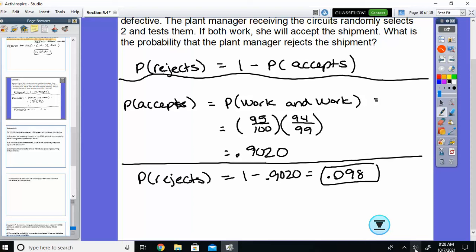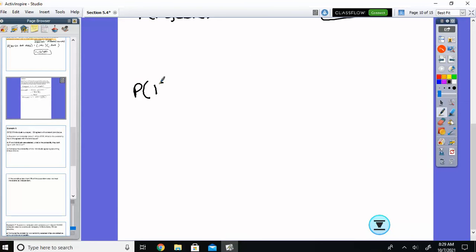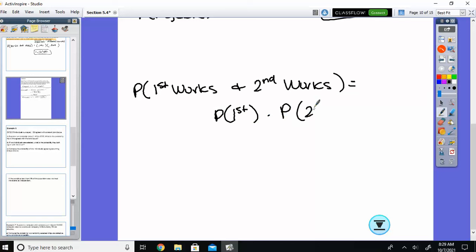Other questions? Yes. Okay, so you took those two and you multiplied them together. But how is that really using the formula? Because the second one isn't using a given. Okay. It is in a way. So the formula, we are finding the probability the first works and the second works, right? So if we use the formula, it's the probability of the first times the probability of the second one given the first one worked. So the probability of the first one, that's our 95 out of 100.